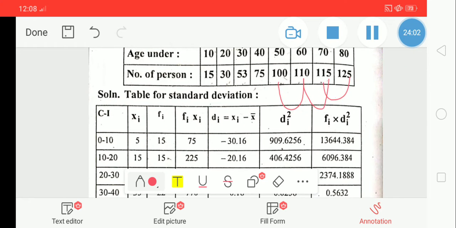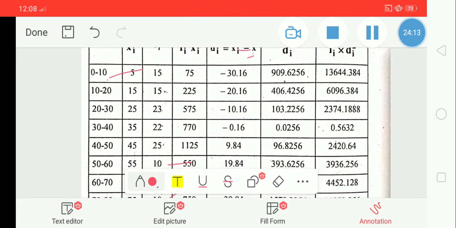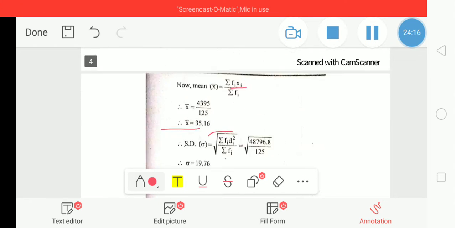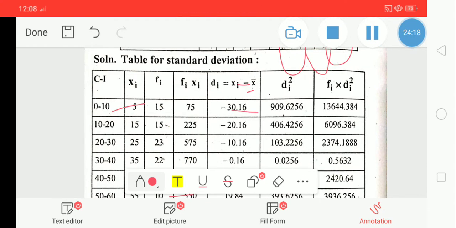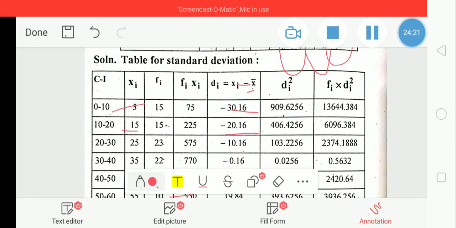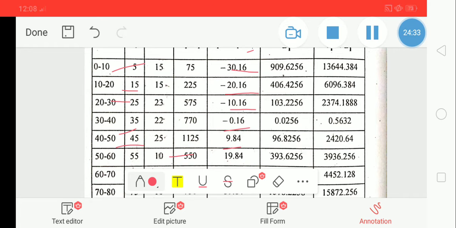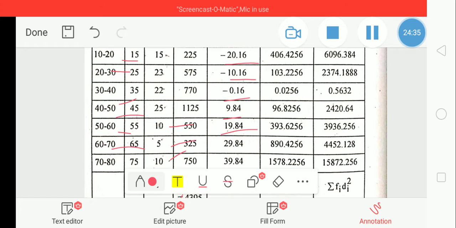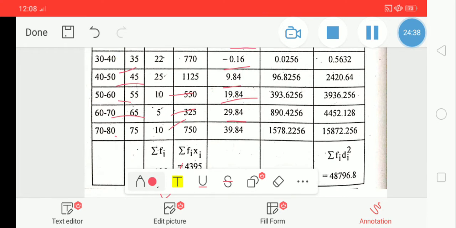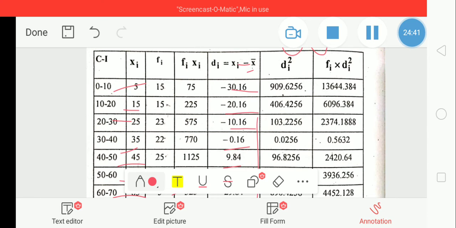Now we know that di is equal to xi minus x bar. So 5 minus 35.16, so they give minus 30, and here also same 50 minus 35.16, that is 20, 25 minus 35.16, 35 minus 35.16, 45 minus 35.16, 55 minus 35.16, and 65 minus 35.16, so same. So they use this value, that is di.